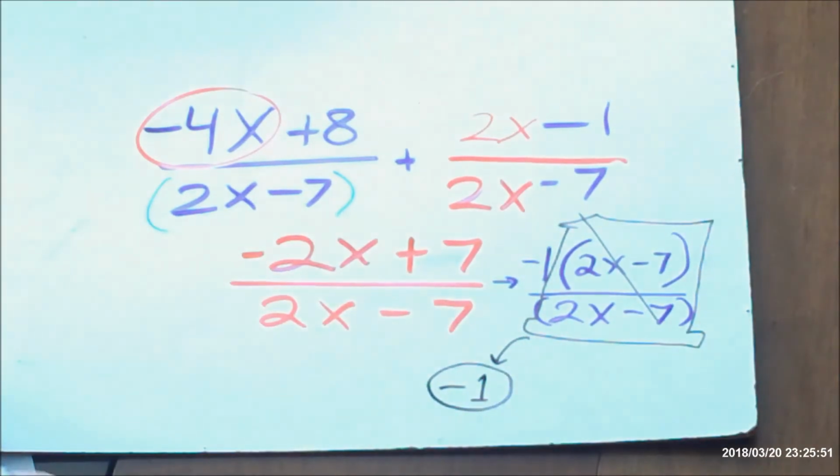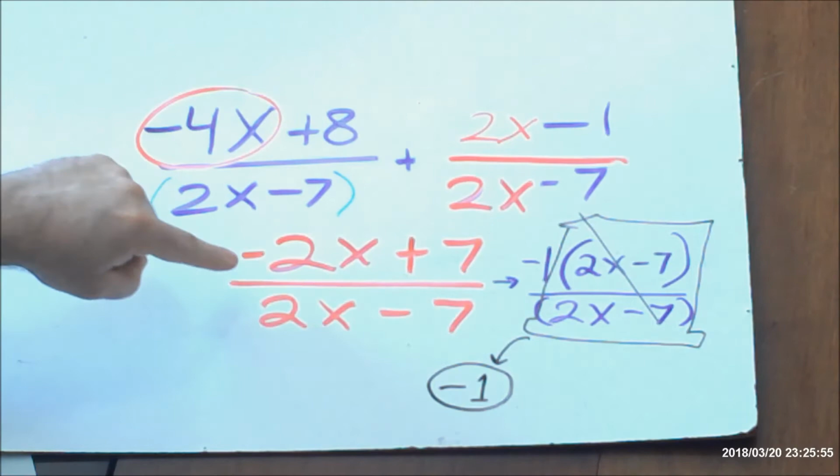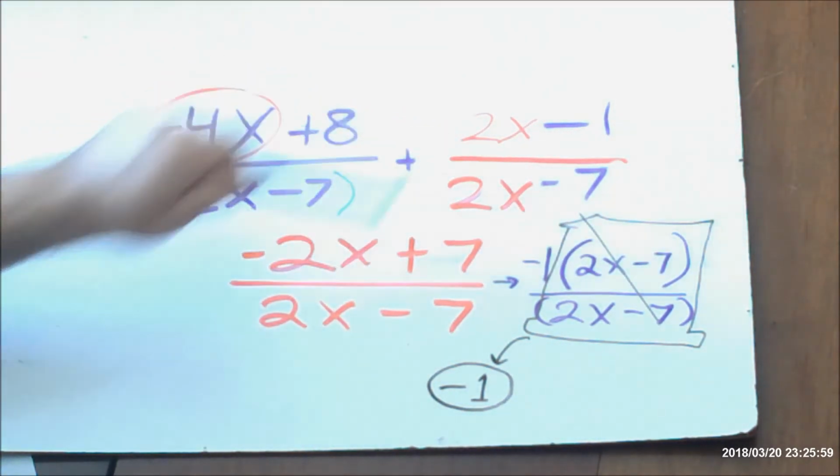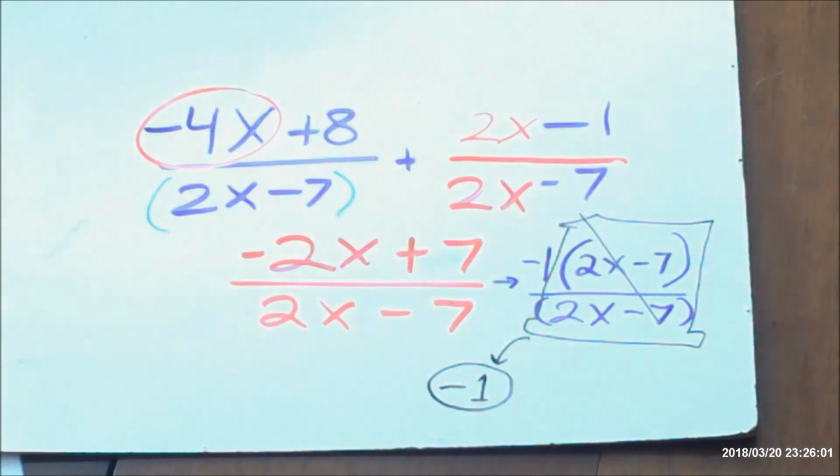So again, be careful on that. Look for cases where you can factor out a negative 1, which will allow you to cancel out things. And don't cancel them out unless everything in the top and the bottom is factored.